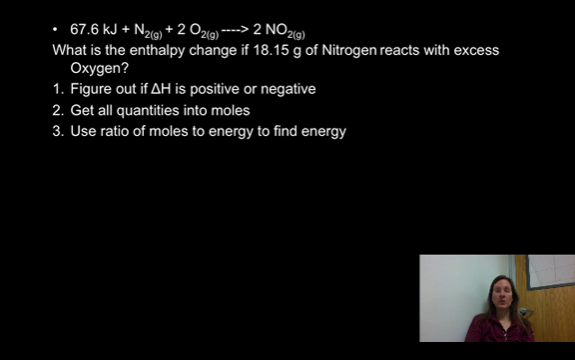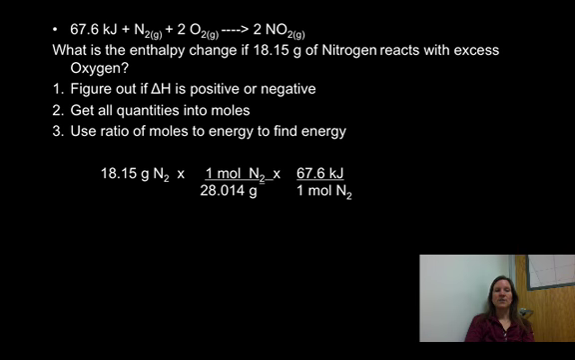So another example right here, what is the enthalpy change if I have 18.15 grams of nitrogen reacting with excess oxygen? Step 1, you got to figure out what's going on with delta H, if it's endothermic or exothermic in terms of what your final answer should be. Then you're going to get the quantities into moles and then use a mole to energy ratio to solve for the amount of energy of that specific amount of nitrogen. So you take the grams of nitrogen, using the molar mass, get it to moles of nitrogen, and then use the mole to energy ratio using the coefficient of the nitrogen to the amount of energy of the reaction.